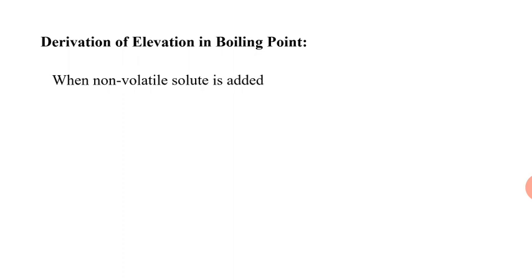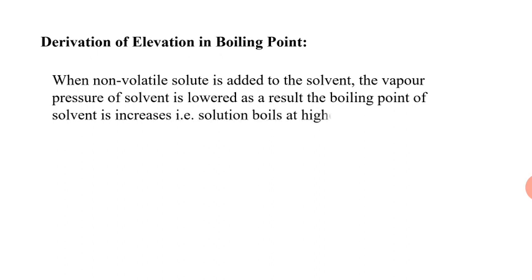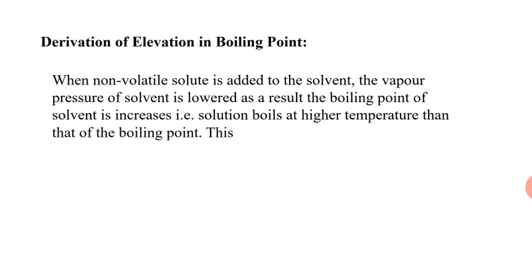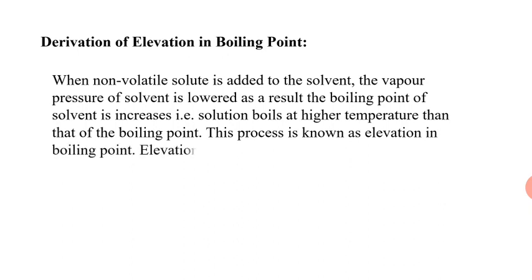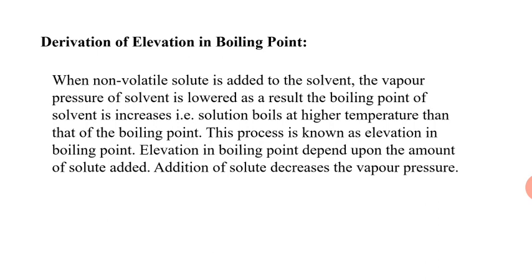When a non-volatile solute is added to the solvent, the vapor pressure of the solvent is lowered. As a result, the boiling point of the solvent increases, that is, the solution boils at a higher temperature than the boiling point of the pure solvent. This process is known as elevation in boiling point. Elevation in boiling point depends upon the amount of solute added. Addition of solute decreases the vapor pressure.